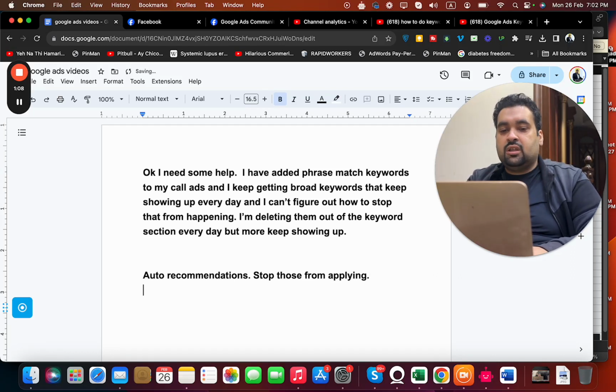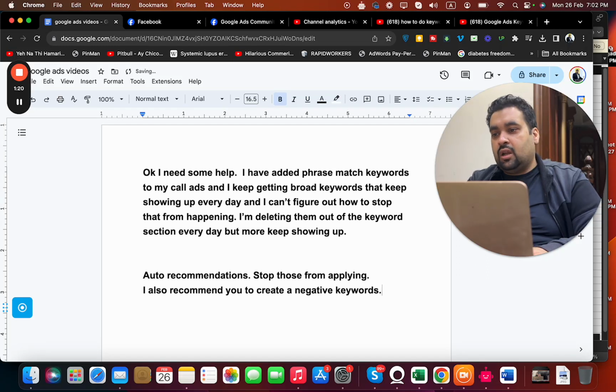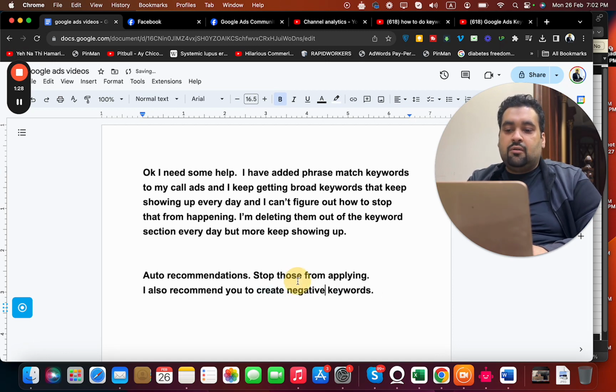But to be on the safe side, I also recommend you create a negative keyword list. If you have a keyword added as a negative keyword, your ad won't be shown, regardless of whatever keywords you may keep adding in your campaign. So if you see a trend, add those keywords as negative keywords, and that can help you sort out those issues. That is a very good practice. So I hope this answers your question as well.